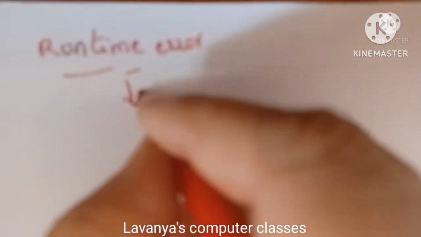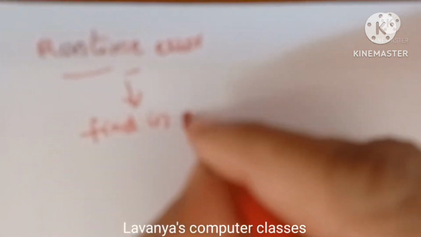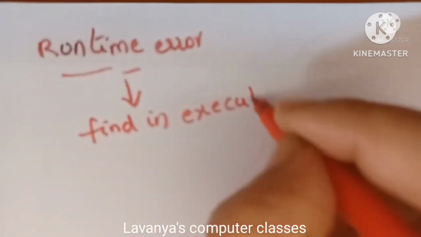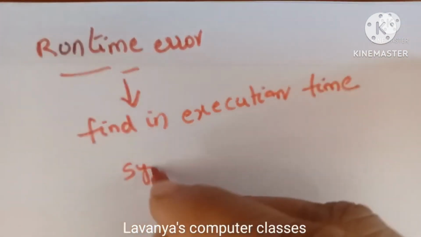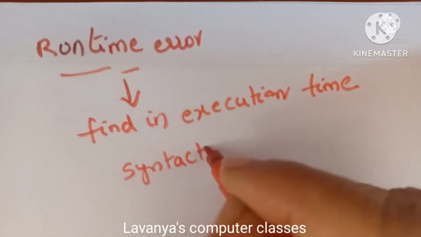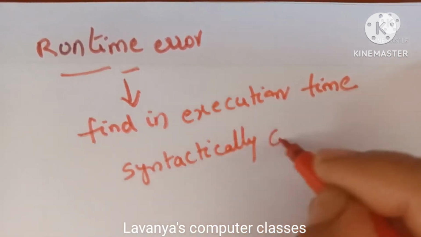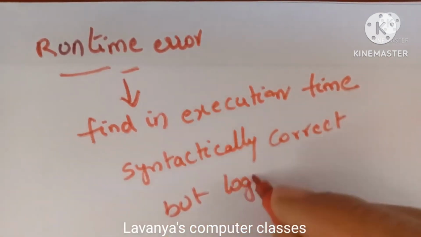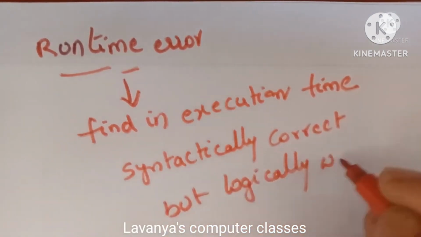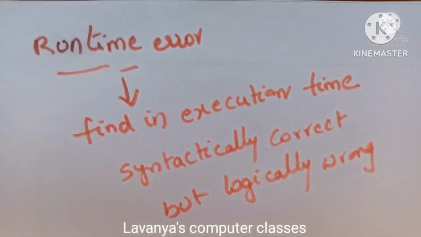Now we'll go for runtime errors. What is a runtime error? Runtime errors are not possible to find at the time of compilation, but these errors are found only at the time of execution. Whenever a Java file is successfully compiled, a .class file is created, but sometimes those are not running. Why? Because of some errors. Those errors are called logical errors or runtime errors.